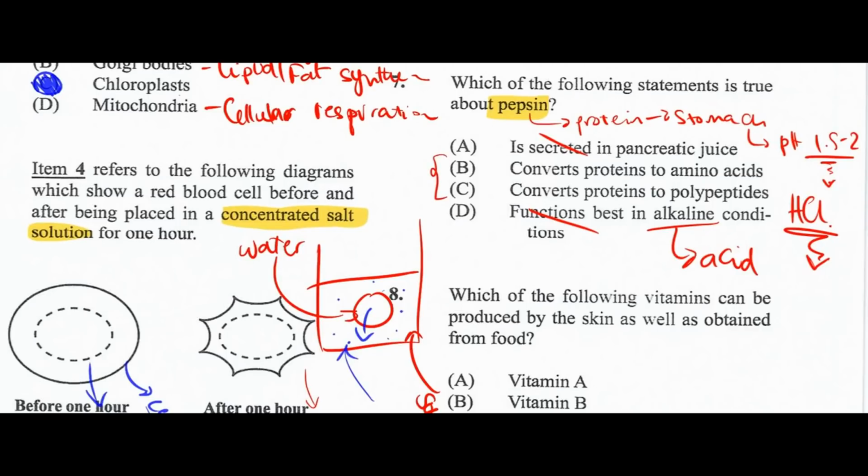And as I said, these are better odds than a 25% chance. So either converts proteins to amino acids or converts proteins to polypeptides. Now, pepsin breaks down proteins into smaller subunits, so into small peptides or amino acids. So the answer here is B, and definitely not C, because polypeptides are another name for proteins. Polypeptides are simply long chains of peptides or amino acids, and hence a polymer of the monomer. So B is your answer.